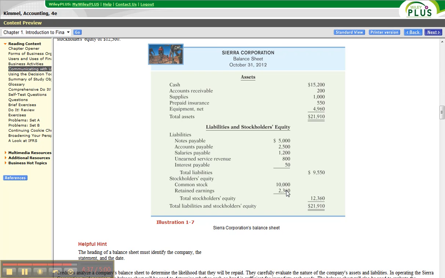And we're going to go into more detail on these financial statements later in this chapter, and also you'll work on this in this chapter, and then we'll see a lot more detail in chapter 2.